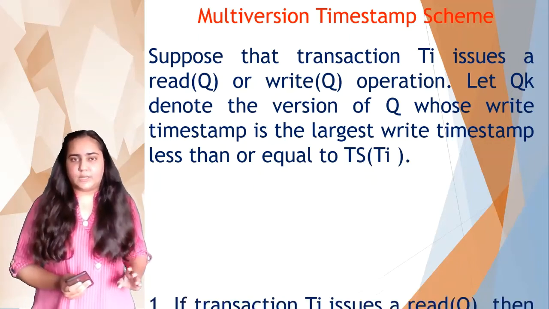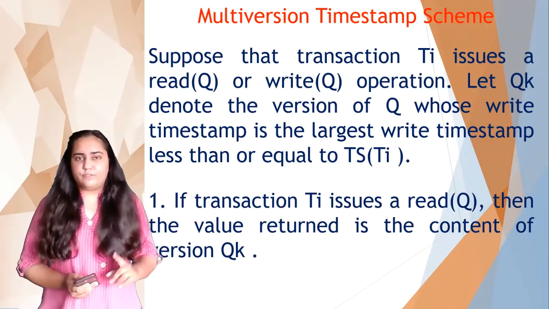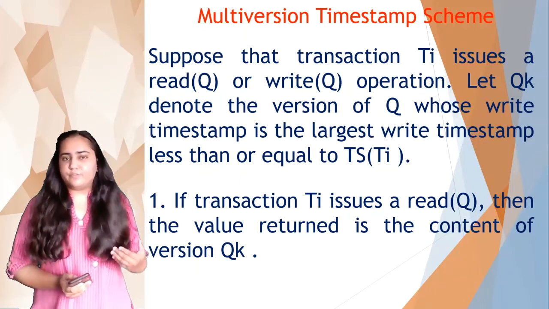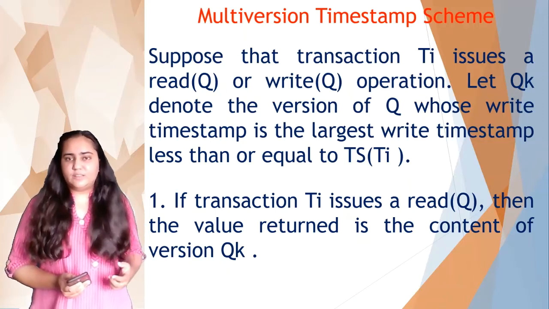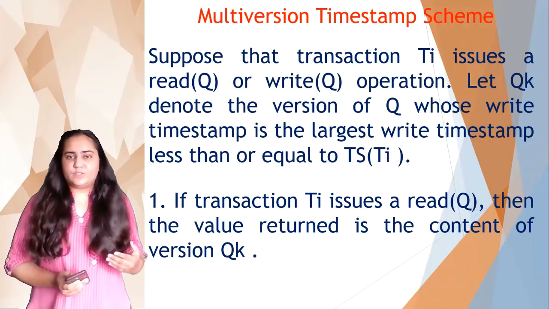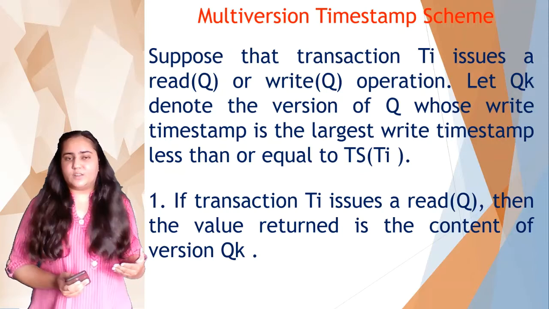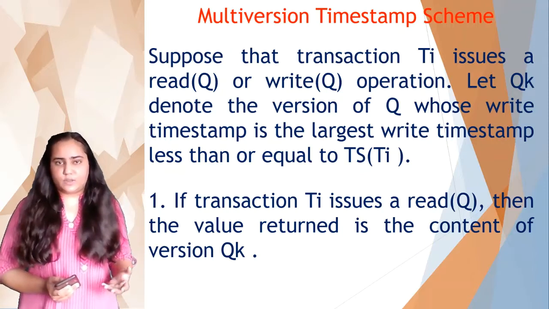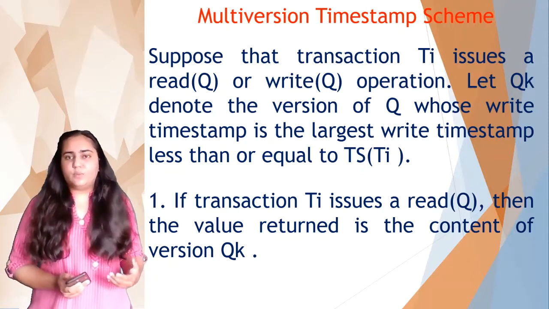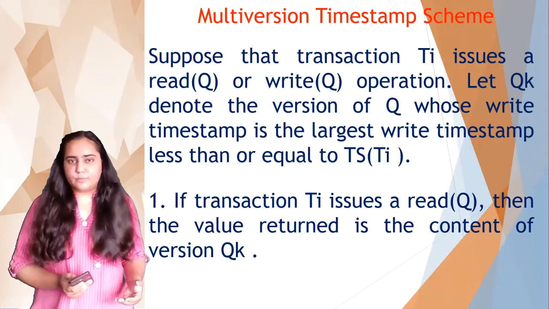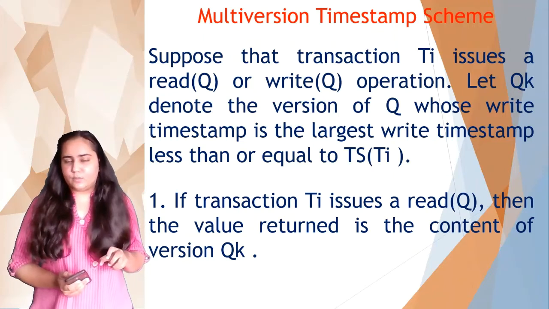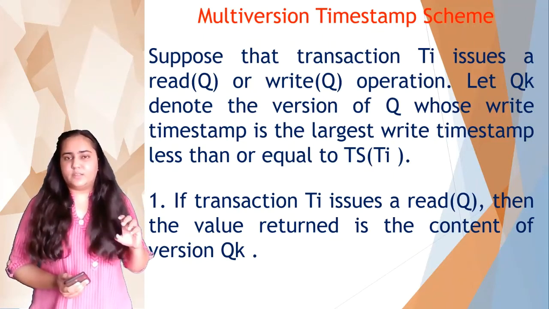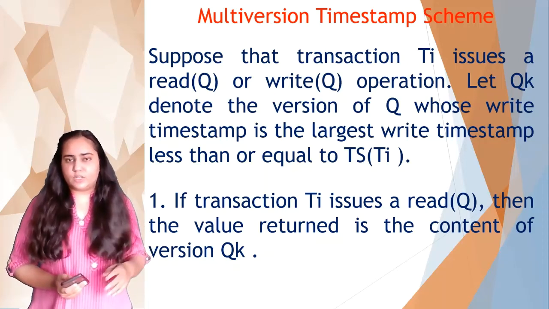Now, the first rule that applies is if the transaction Ti issues a read Q, so this is about just reading the data item, then the value returned is the content of version QK. So if the transaction Ti only wants to read the data item Q, then all that is done is the content of QK, which is the version that we have picked, is simply returned because there is no need to write anything.